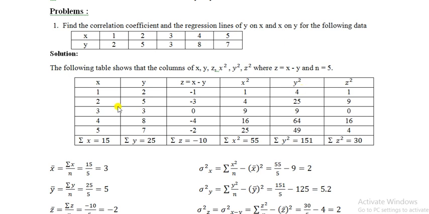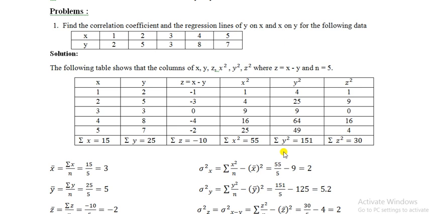Similarly, y square means square all the numbers of the y column, that is the second column. 2 square is 4, 5 square is 25, 3 square is 9, and again adding the numbers gives summation of y square as 151. Then similarly z square means square the third column numbers. Minus 1 square is plus 1, minus 3 square is plus 9, and so on. After adding we get summation of z square is equal to 30.